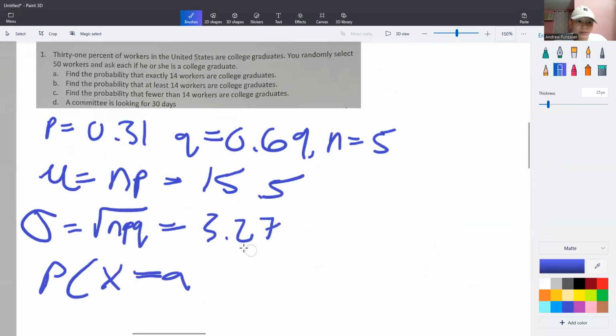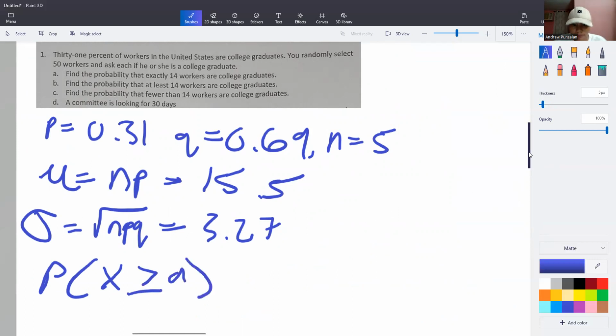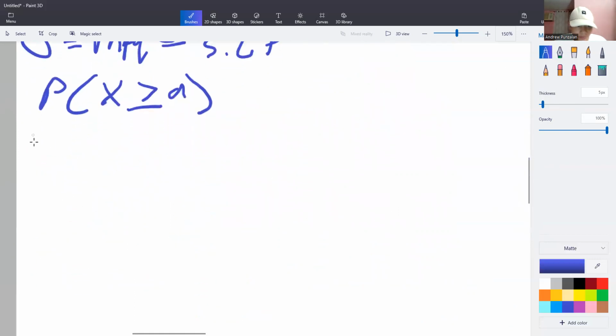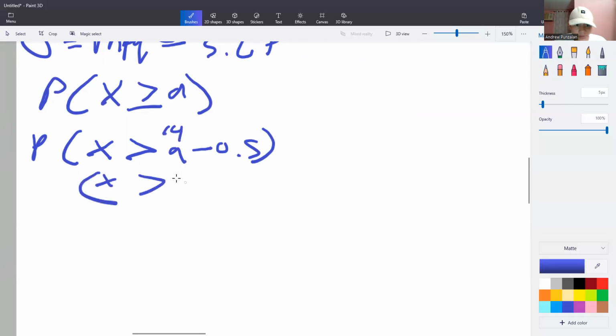Find the probability that at least 14 workers are college graduates. So it says at least 14 workers, so it is greater than or equal to. So x greater than or equal to A. The formula here is x greater than A minus 0.5. Our A is still 14, so this is x greater than 14 minus 0.5, which is 13.5.